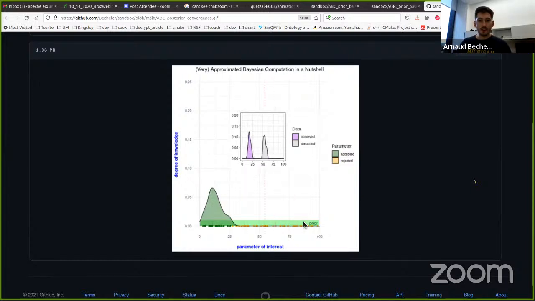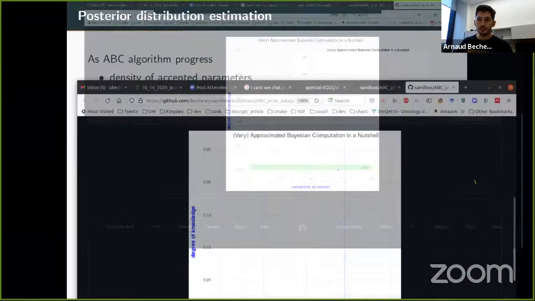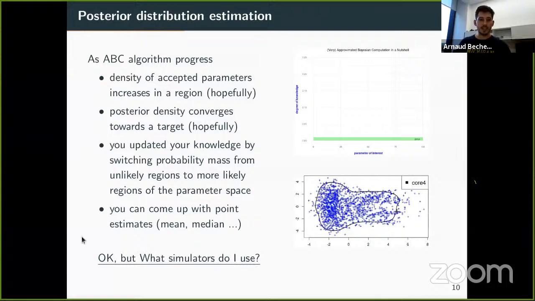You simulated all of that before, you had a very low degree of confidence across your whole prior, and now all of that has been switched towards more likely regions. So that's the idea of ABC in a nutshell. You could spend hours and years studying that. Statisticians do that, and they have a lot of fun, and it's really interesting to watch.